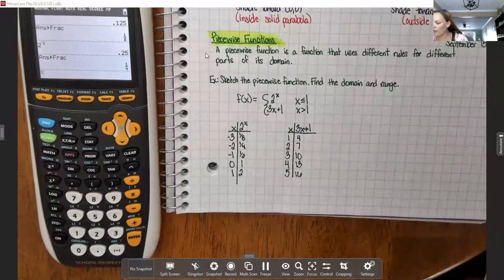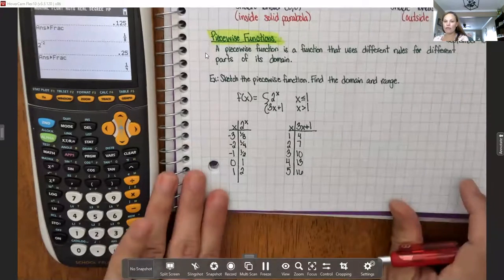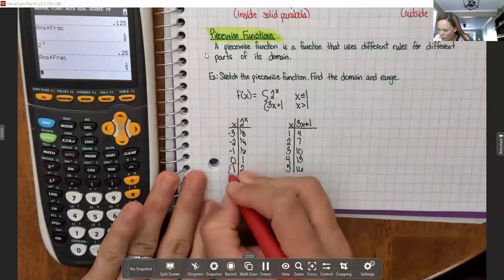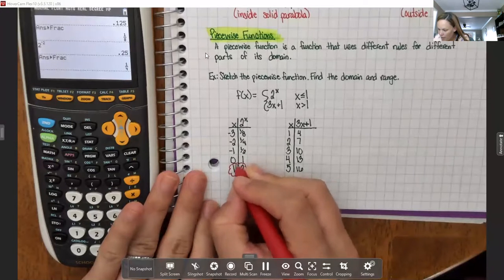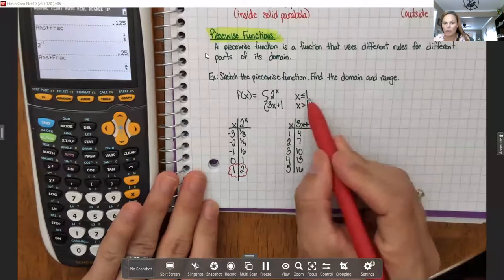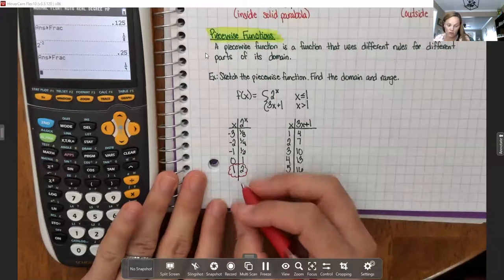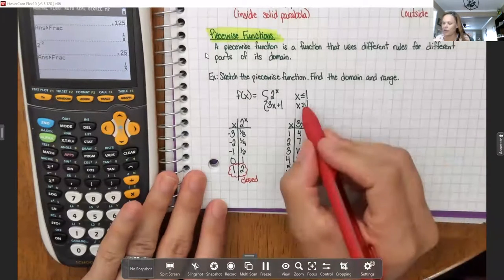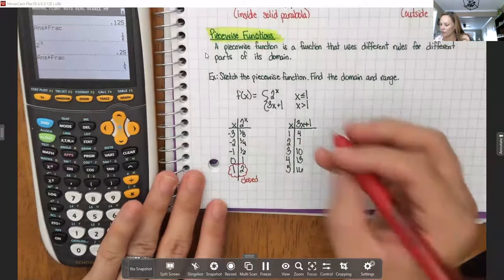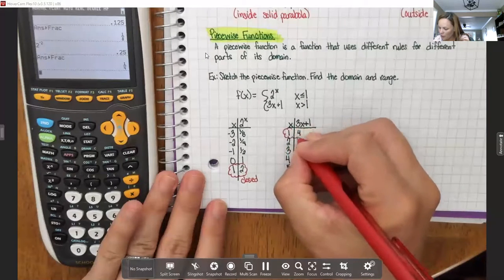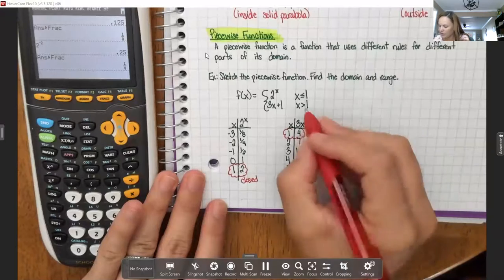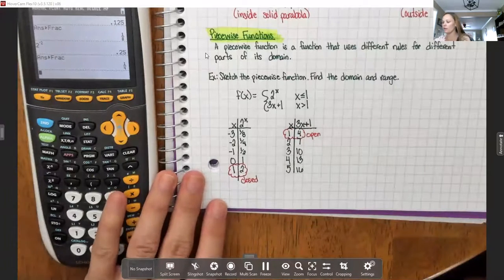And then a couple of things before we actually graph this to remember. This point right here for this top equation is going to be a closed circle. The reason it's closed is because it has or equal to, and then this point here is open because it's just greater than. It doesn't have the or equal to.